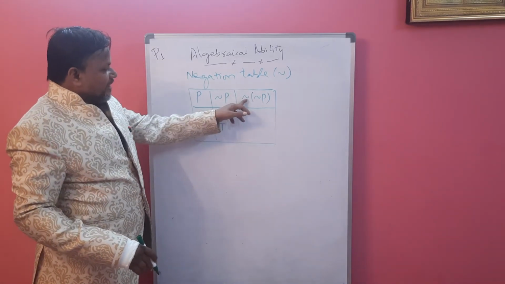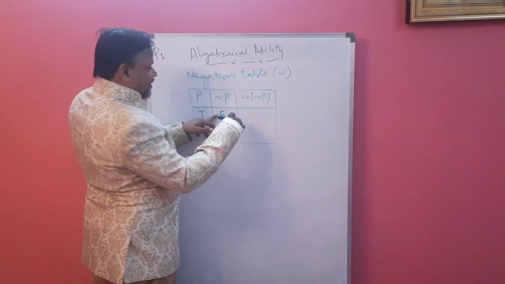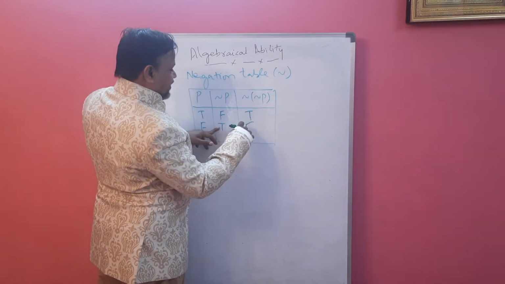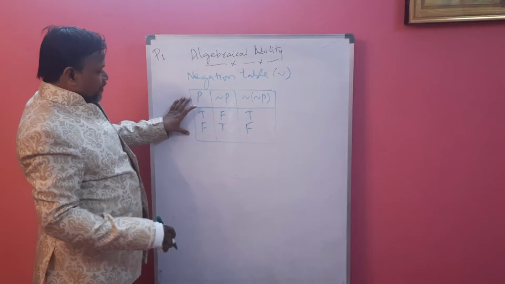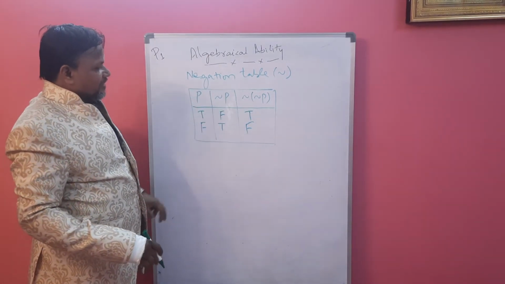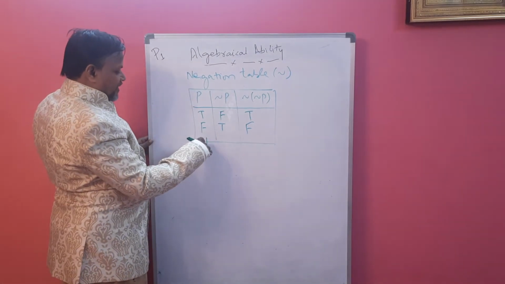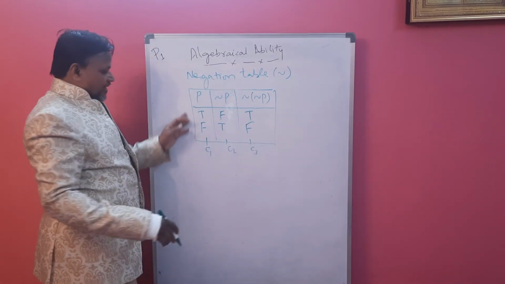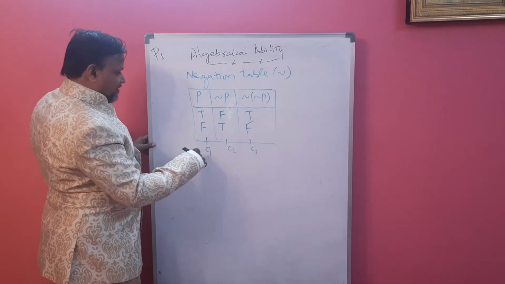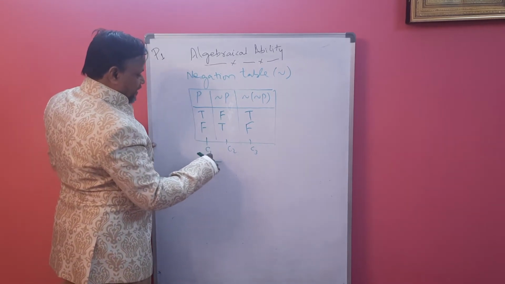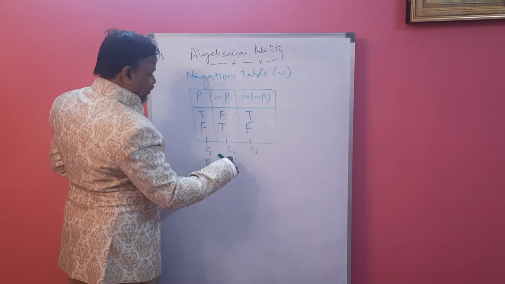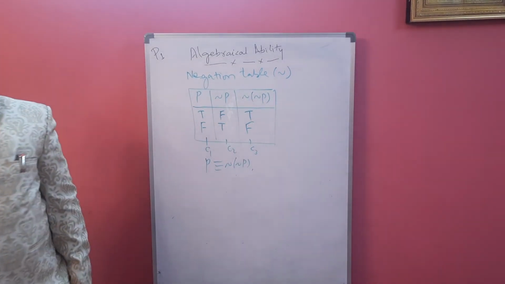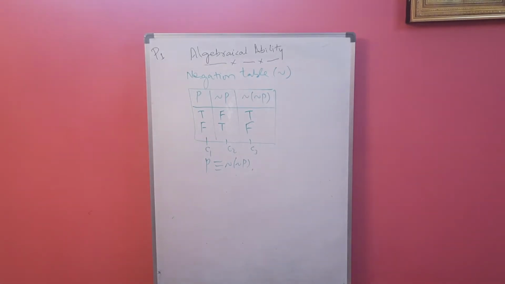Again, we are taking negation of this one. Negation of this false is true. Negation of true is false. Now see that the first column is equal to the third column. This is column 1, C1, C2, C3. Column 1 is similar to this one. So we can say that P is similar to negation of negation P.